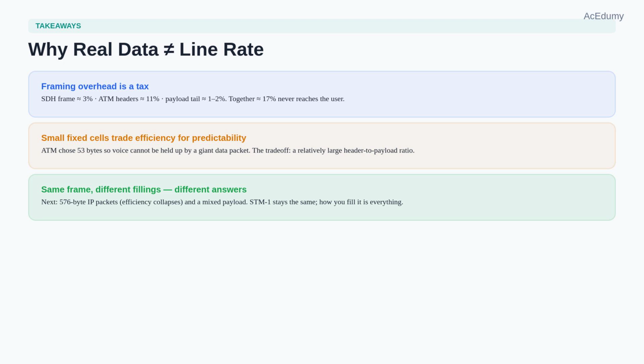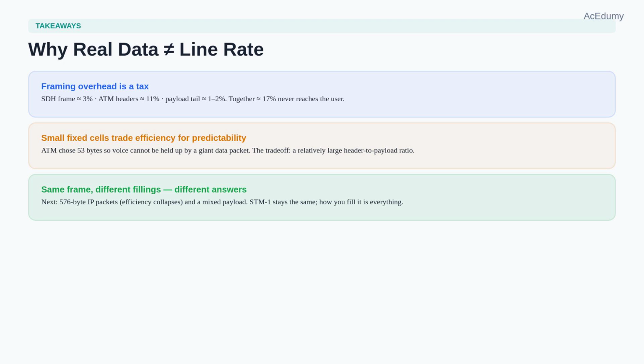2. Small fixed cells trade efficiency for predictability. ATM chose 53 bytes because tiny cells keep voice latency low. Any individual call cannot be held up by a giant data packet sharing the link. But that small size means a relatively large header-to-payload ratio.